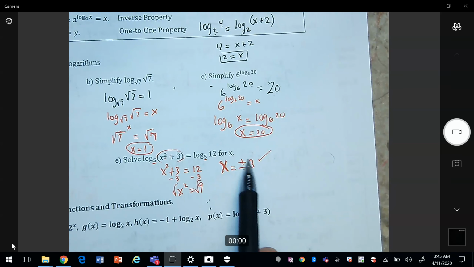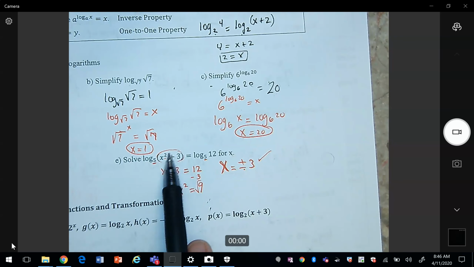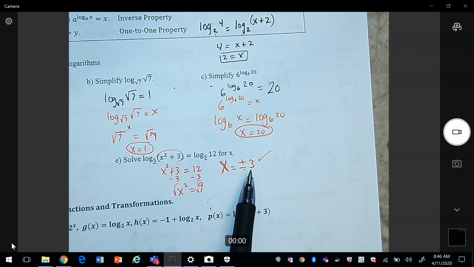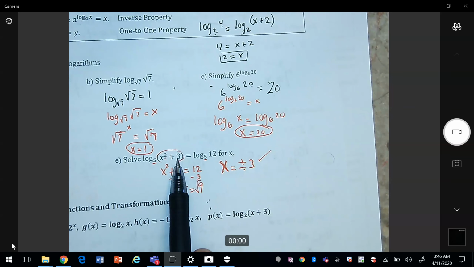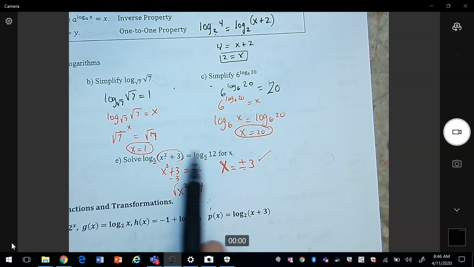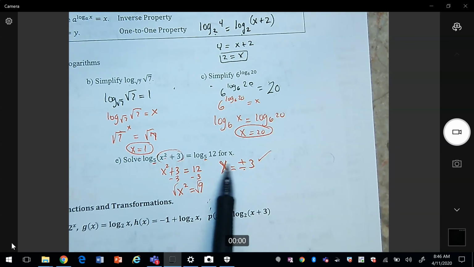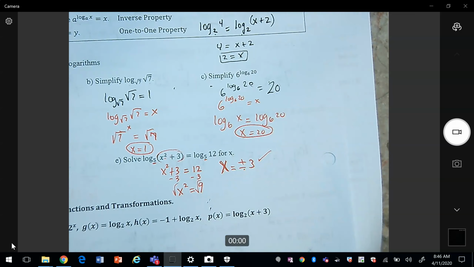In logarithms, we have to make sure that this is a solution. And so anything that we get in here should be positive. So we plug in the 3. 3 squared equals 9, plus 3 is 12. And negative 3 squared plus 3 is equal to 12 as well. So later we'll talk about the domain and why it's important that these are positive results.